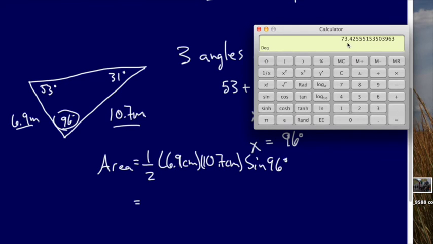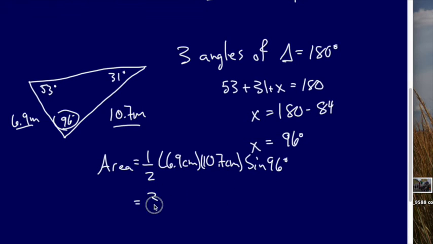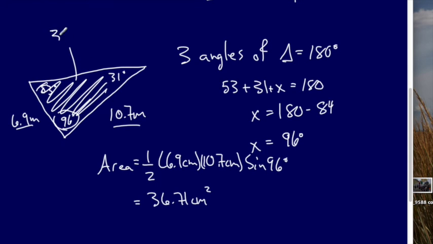So that will equal 73.42, but we also did not account for that 1/2 in the front, so we have to divide that by 2. And our final answer here will be 36.71 centimeters squared. Right? Because centimeters squared is talking about area. So in area, we're always squaring our units. So this whole entire region here is going to be giving us 36.71 centimeters squared.